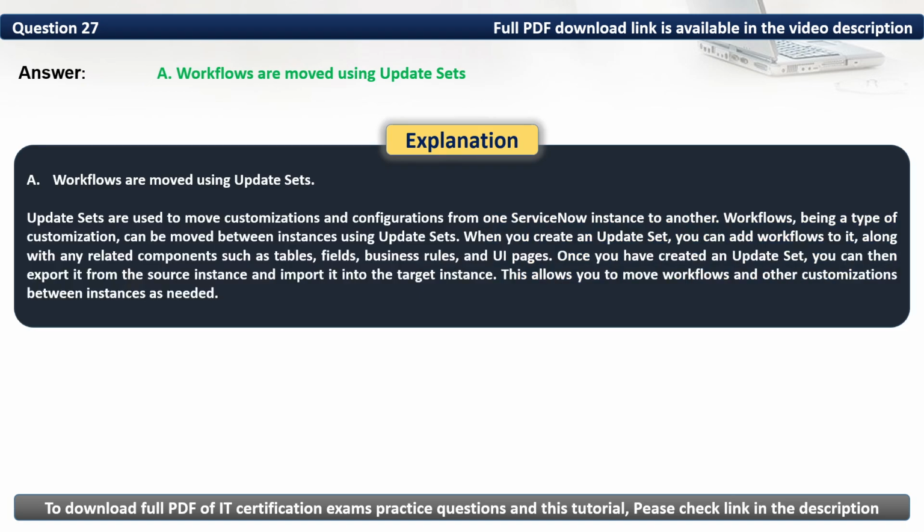Update sets are used to move customizations and configurations from one ServiceNow instance to another. Workflows, being a type of customization, can be moved between instances using update sets. When you create an update set, you can add workflows to it, along with any related components such as tables, fields, business rules, and UI pages. Once you have created an update set, you can then export it from the source instance and import it into the target instance. This allows you to move workflows and other customizations between instances as needed.